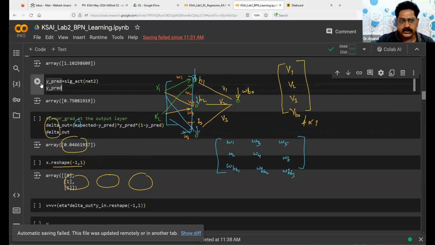So I'm passing this to the activation function to get y cap. What is y cap? 0.75. Actually, this is the probability score because we have applied the activation function. But what is the target? 100% probability is the target, right? 1 is the target. But what I achieved, 75%. So I have to improvise the score. I have to bring this probability score close to 1.